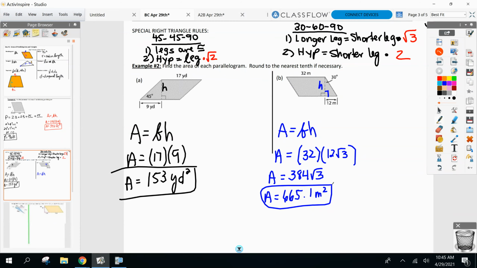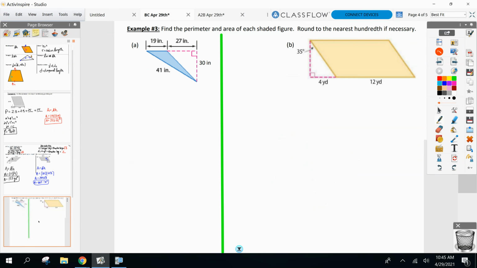All right, let's find the perimeter and area of each shaded region. You guys see in part A, the shaded region is a triangle, right? All right, we'll start with perimeter. Oh, nice. Look what I gave you guys. 19. I gave you 41. I just didn't give you the third side of that shaded triangle, did I? Oh, geez.